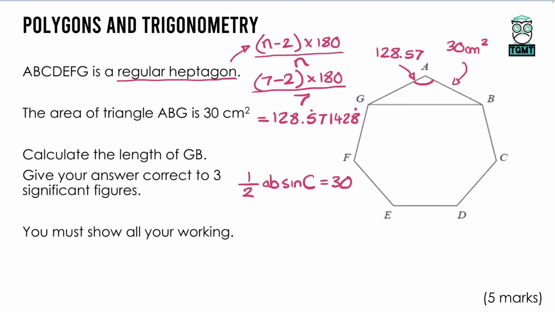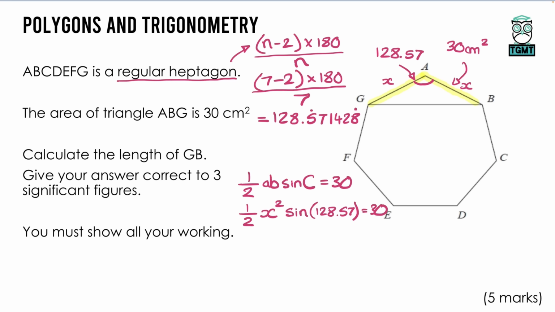And we can now put that into our formula. So we have a half. Now, this is another interesting part, because the length A and B, which is the 2 lengths on the side of this triangle here that create that angle, are actually the same length. So we could rename those as x, and let's just have this as x squared. So a half x squared times sine of 128.57 is equal to 30.